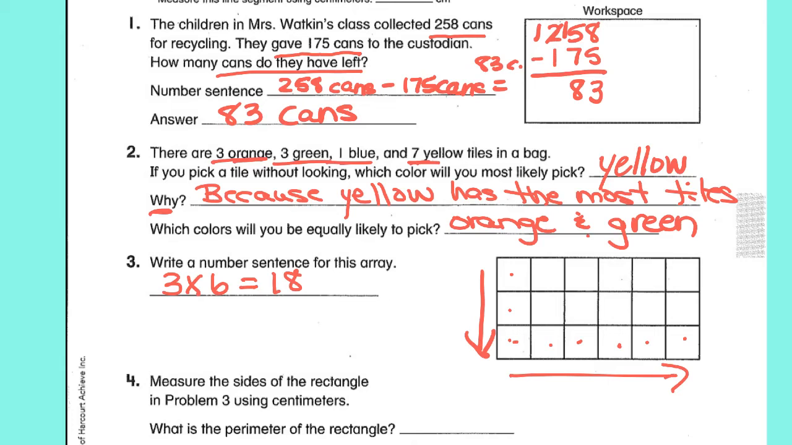Number 4, it says measure the sides of the rectangle in problem 3 using centimeters. Once you have measured the sides, how do we find out the perimeter of the rectangle? Yes, by adding all the sides of the rectangle together, we get the perimeter. And the perimeter is 18 centimeters.